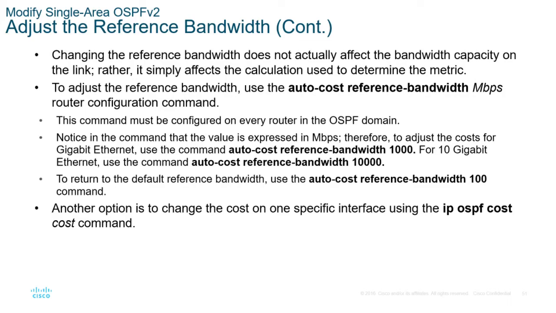So that's kind of the primary thing. If you want to take anything out of this, just know that the default is 100 for 1 gig. If you want to change it, it's 1,000. For a 10 gig, it's 10,000.